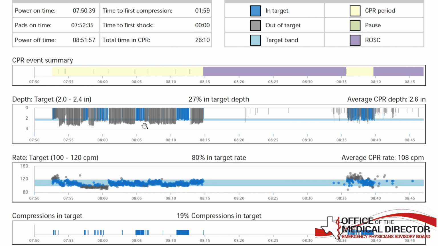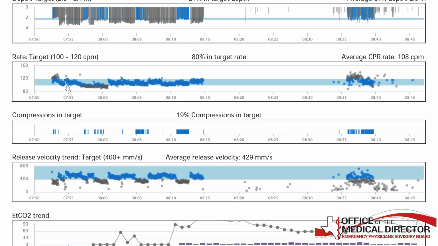In this case, only 27% in our target depth. It's a narrow range. 2 to 2.4 is a narrow range, so it's hard to do. You have a feedback device on the monitor that'll tell you that, and so we'll try to hopefully improve these numbers.